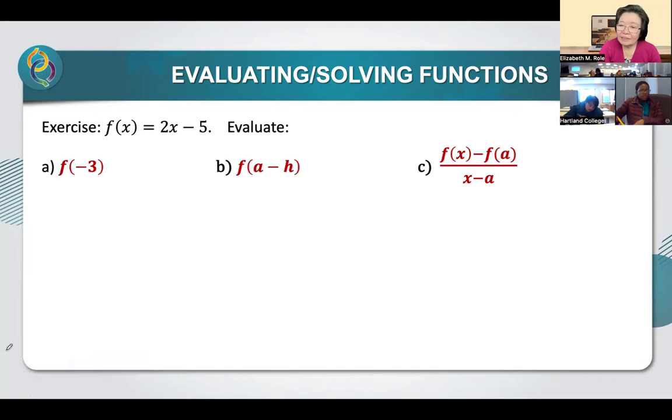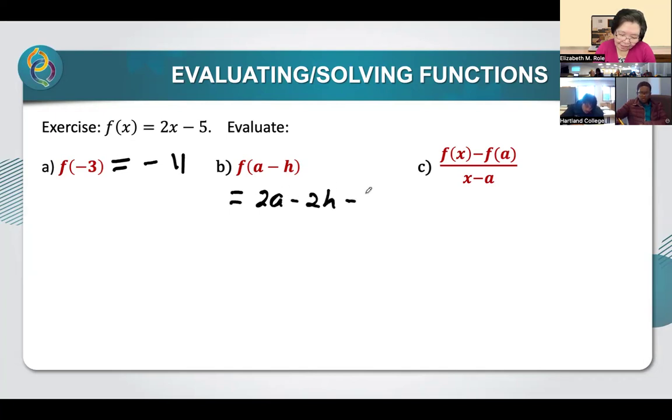I think for letter A, you can just do mental math there. Yes. Minus 11. Minus 11. Okay, good. Then number 2.1, again, you can do mental math. 2A minus 2A minus 5. Okay. 2A minus 2A minus 5. Good. Letter C. S minus S Q over S minus Q.